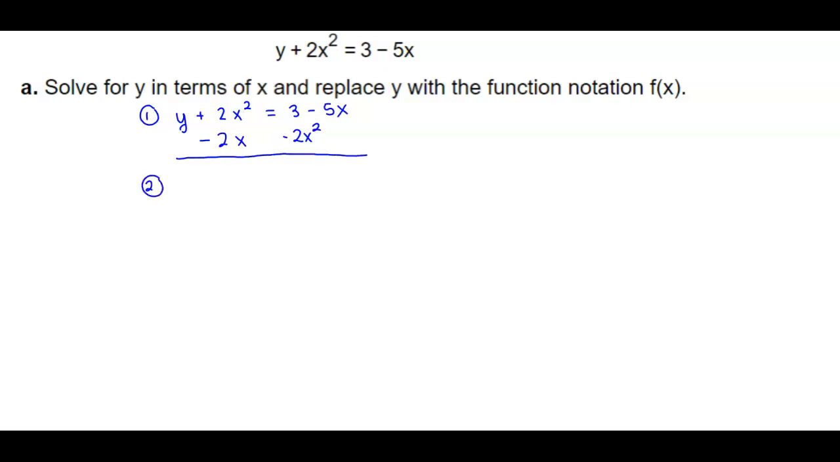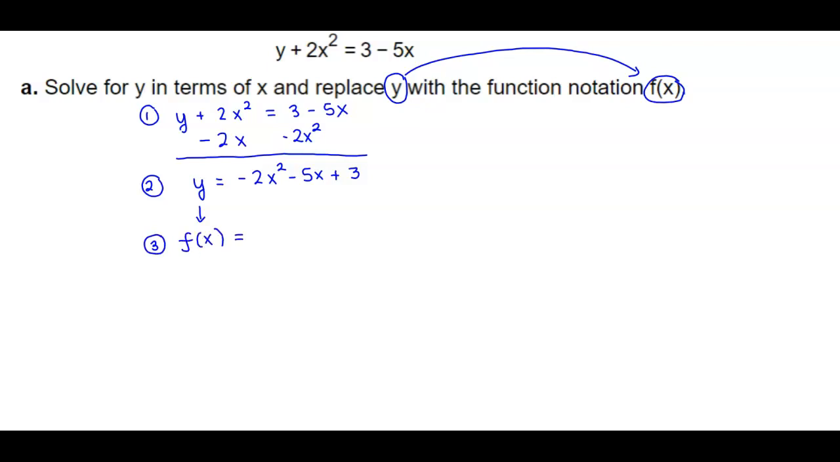So in step number 2, we can see that y is going to equal negative 2x squared. Okay, I'm going to reorder this, minus 5x, then I'm going to write plus 3. And so therefore, there is our equation solving for y. And now they want us to replace y with the function notation f of x. So now the y becomes f of x, which is equal to negative 2x squared minus 5x plus 3.